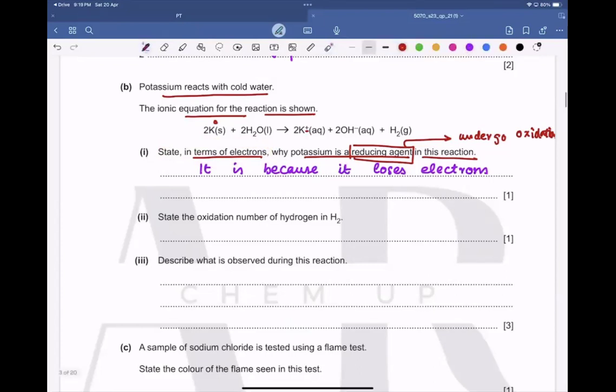Okay, next part. State the oxidation number of hydrogen in H2. Yes, very good. It's an element. Yes, Khatija, Abdul Hadi, Rahim, very good. So its oxidation number is 0. Describe what is observed during this reaction.